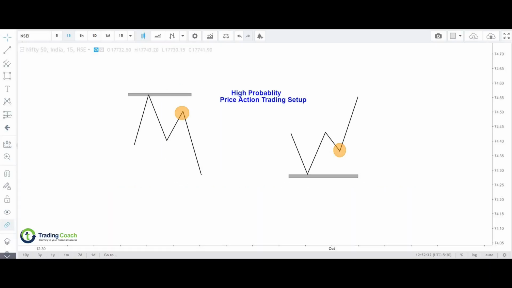In this video, we are going to discuss a high probability price action trading setup. The trading strategy or technique which I'm going to share in this video can be applied to any market segment. Whether you are trading commodities, currencies, or stocks, you can apply this strategy, and you can also use it on all different time frames, from 15 minutes all the way to the 1 day chart.